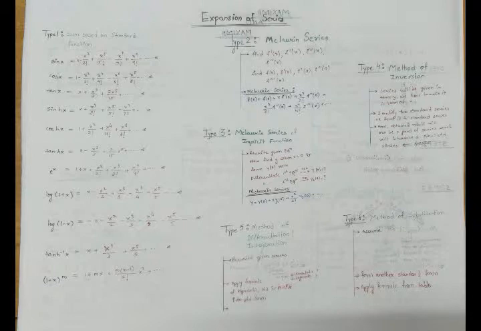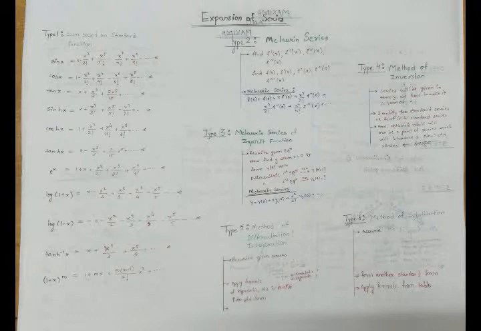f of x plus h can also be written as f of h plus x into f dash of h plus x square upon 2 factorial f double dash h and so on. That is replacing x by h and h by x in the first series. Now if f is a function of x plus a, then the series can be written as f of a plus x into f dash a plus x square upon 2 factorial f double dash a and so on.